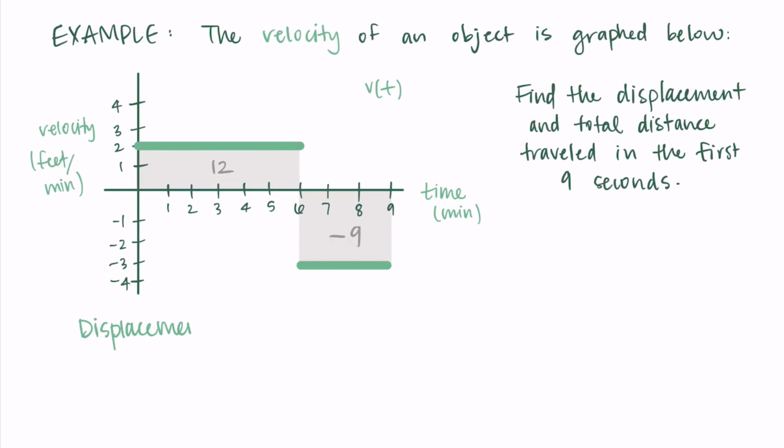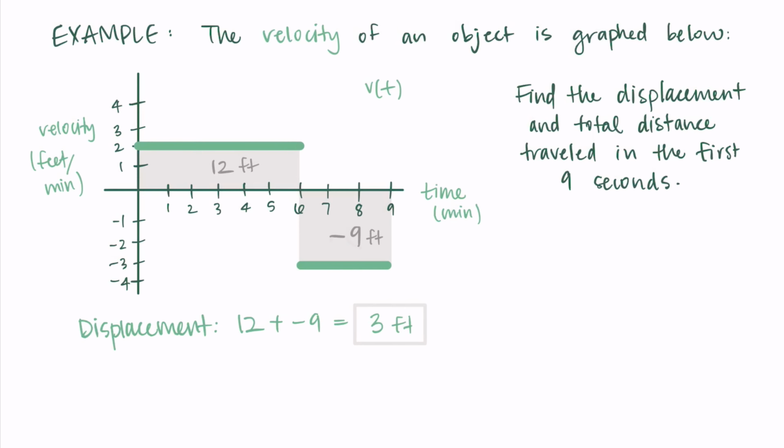Okay, so to find the displacement, I want to sum up these two areas. So 12 is the first area, and I'm going to add it to -9, the second area. And I'm getting 3 feet. So overall, this object went 3 feet. It went forward 12 and then back 9. So it ended up going 3 feet as the displacement.